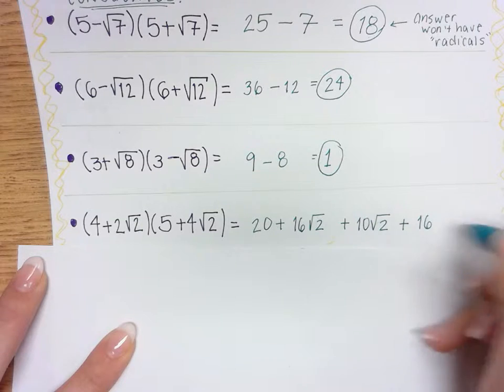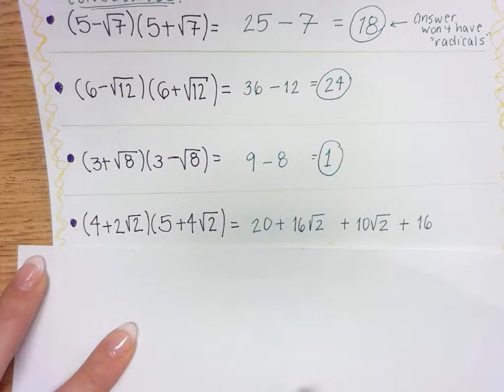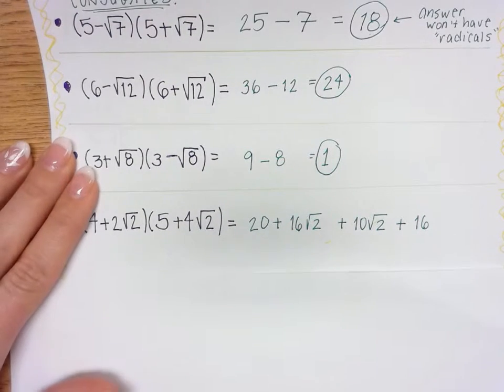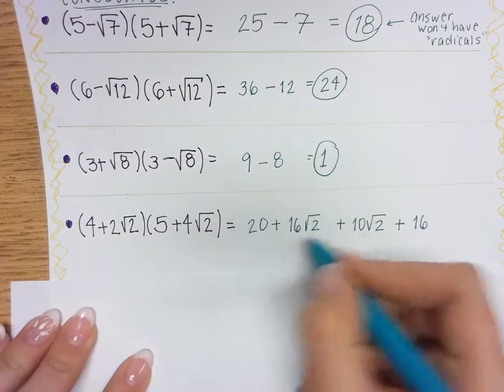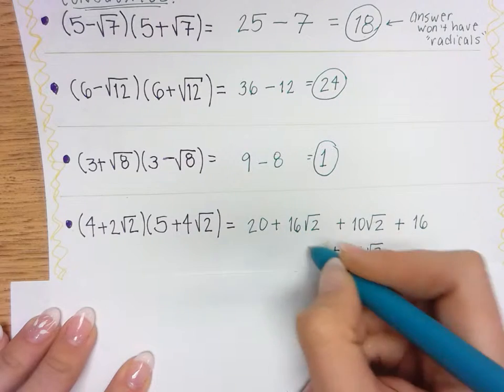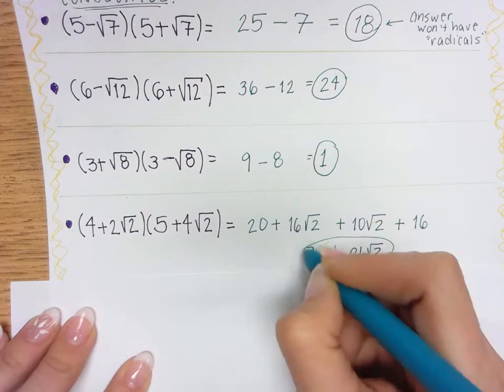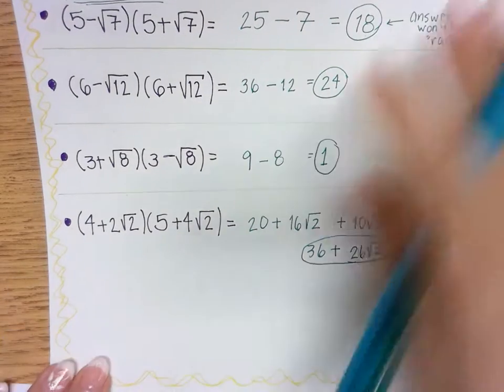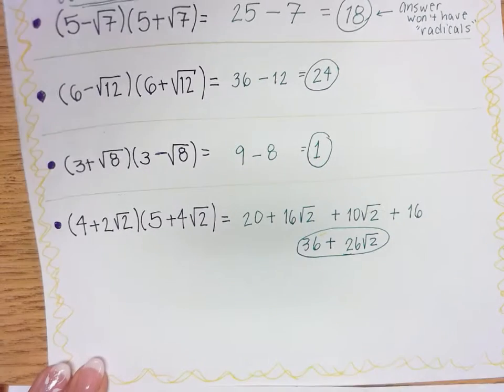16. If you don't know why that's 16, please press pause and figure it out, okay? And then come back. 26 rad 2 and 36. That is finished. So that's the end of this page.